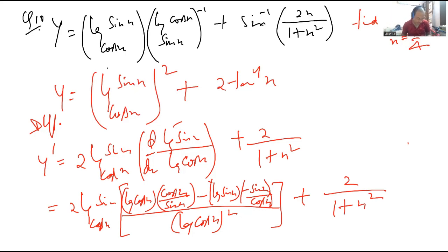Okay. Now, what else I have to do? I have to just differentiate this part, and I have to find out the value of y dash at x is equals to pi over 4. Okay.